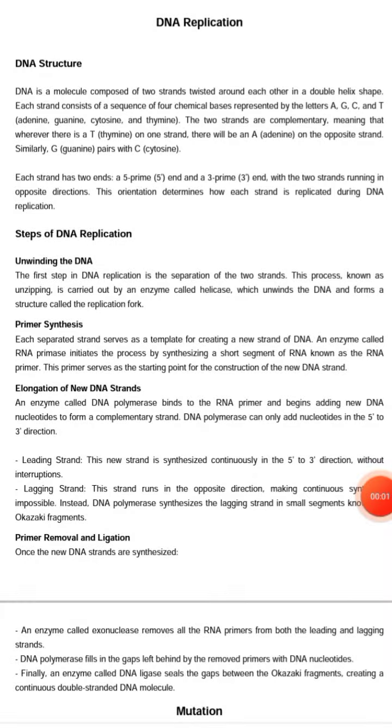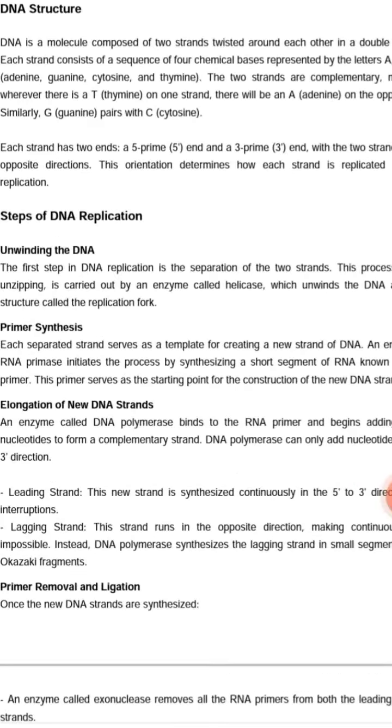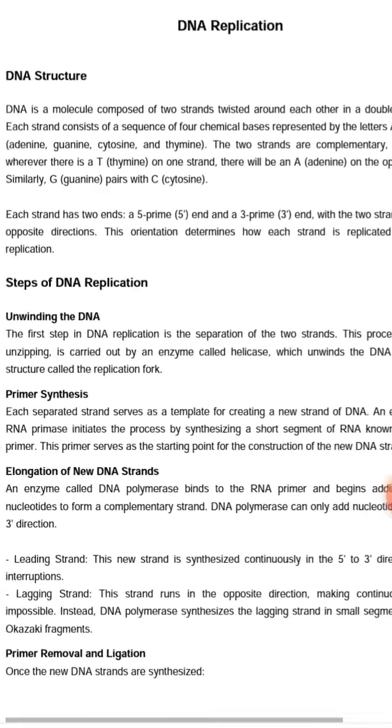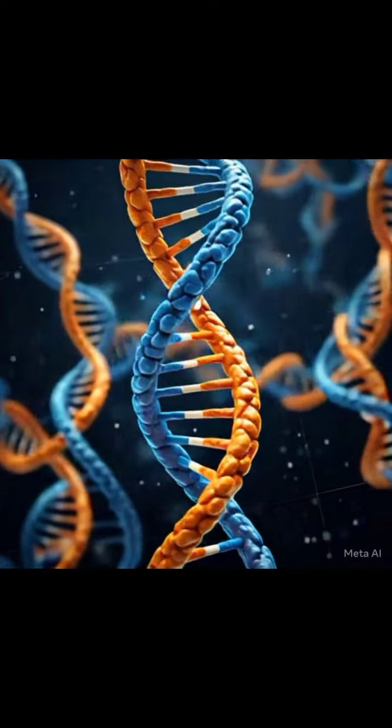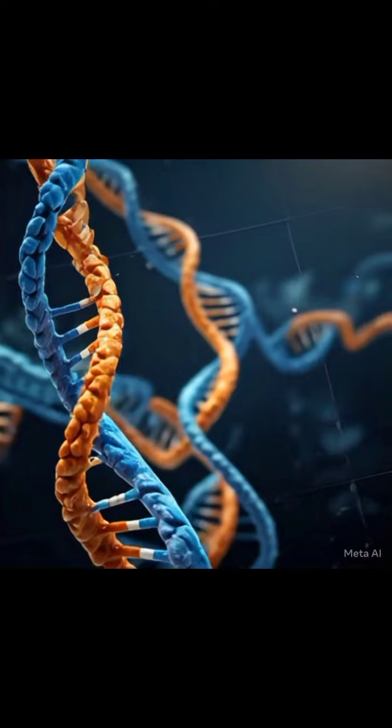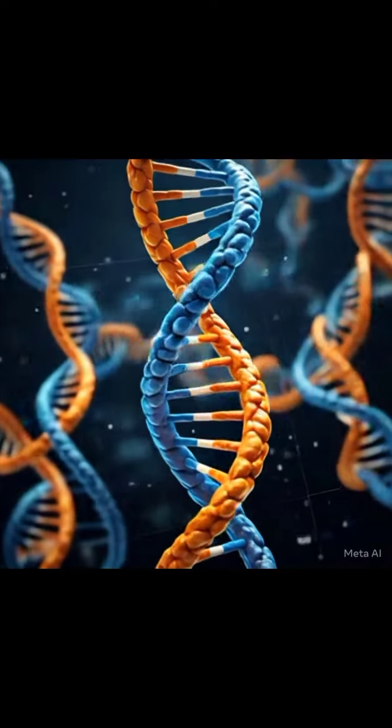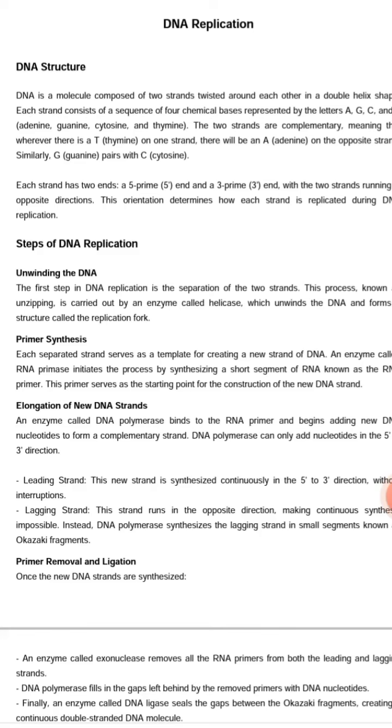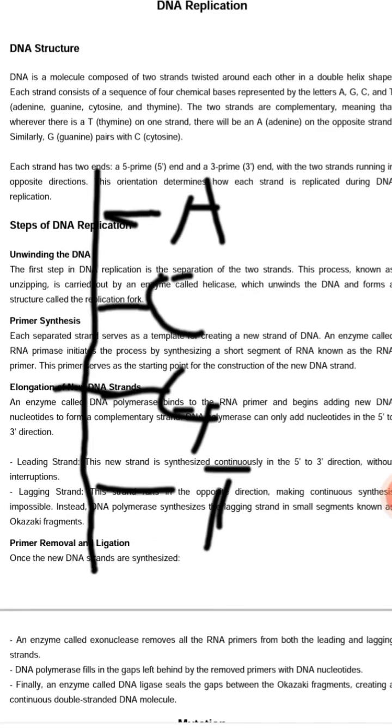In this video, we are going to look at the DNA replication process properly. But before that, I need to talk about the DNA structure. So the DNA is a molecule that is composed of two strands twisted around each other in a double helix shape. Now, each strand, as I've said earlier, consists of a sequence of four chemical bases represented by the letters A, G, C, and T. That is adenine, guanine, cytosine, and thymine. Please also take note of that.